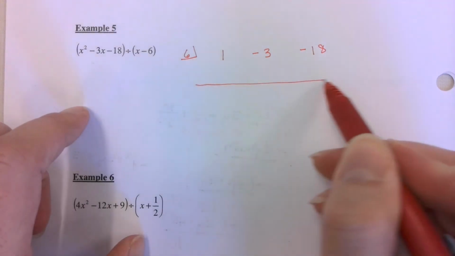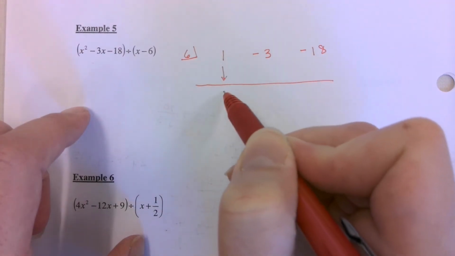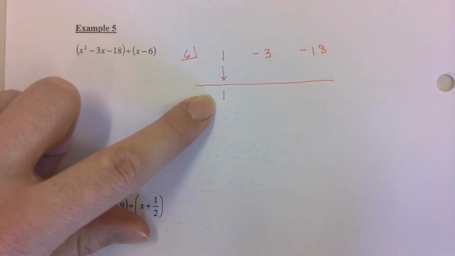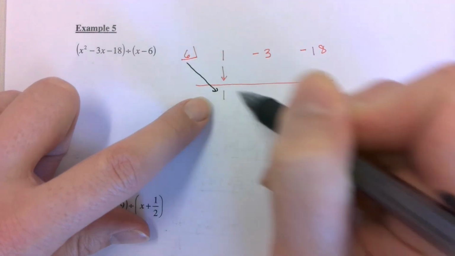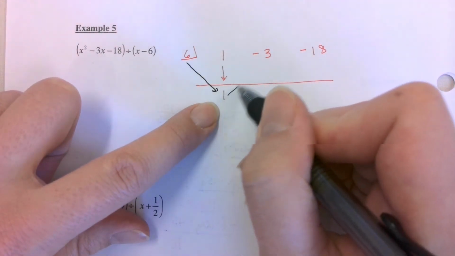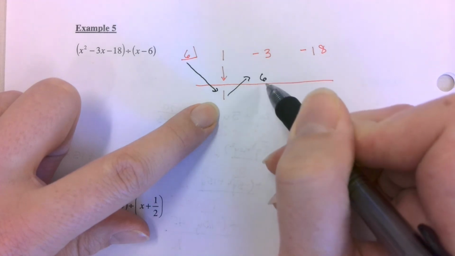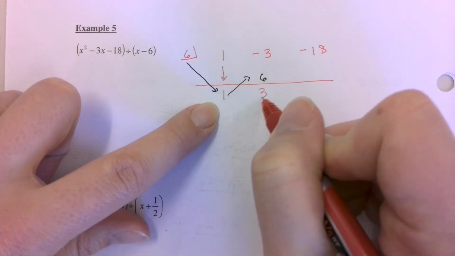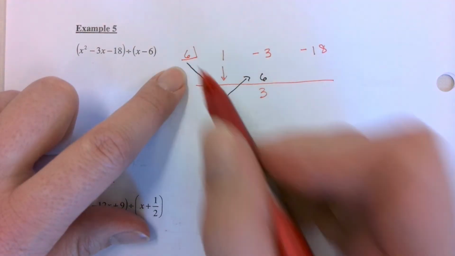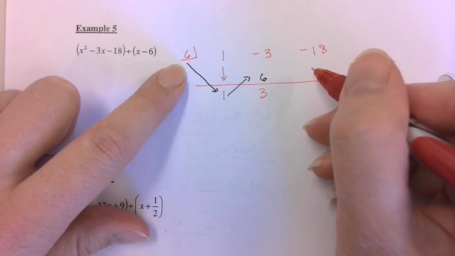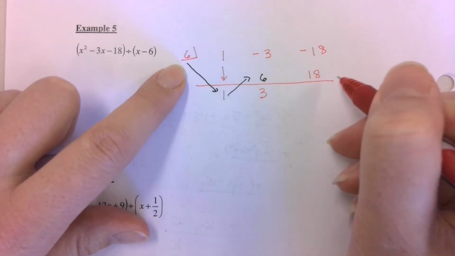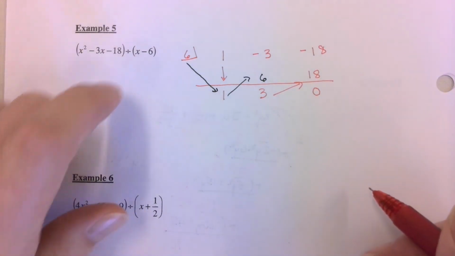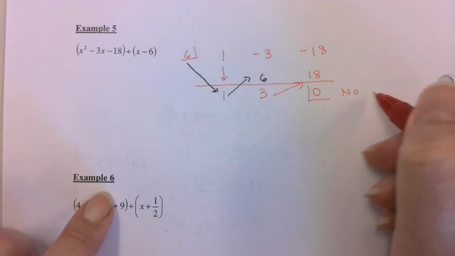Draw a line coming down, and the first thing you do is drop your first term to start. Then you take your 6 times 1. So again, you're going to take this times your leftover. 6 times 1 is 6, and you add down. Negative 3 plus 6 is 3, and then we start again. Take 6 times 3, and we get 18. And when I add down, I get a remainder of 0. That means there is no remainder.